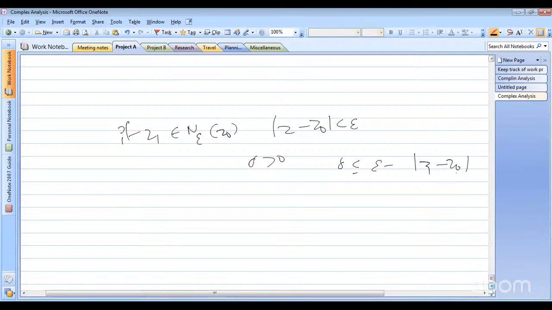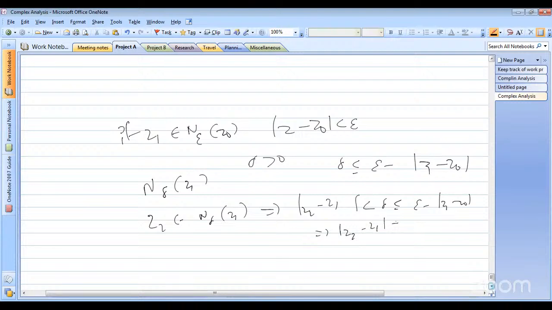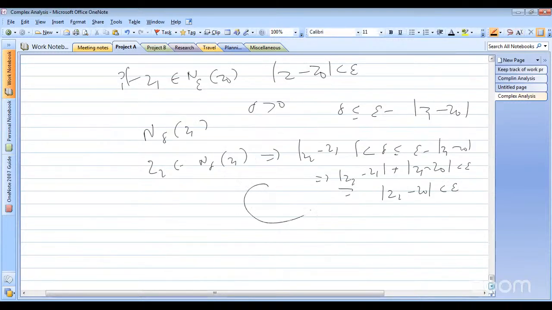So if delta is epsilon minus |z1 − z0|, consider the neighborhood N(delta, z1) and a point z2 in it. Then |z2 − z1| < delta = epsilon − |z1 − z0|. So |z2 − z1| + |z1 − z0| is less than epsilon, and so |z2 − z0| is less than epsilon. This is the figure of this one.